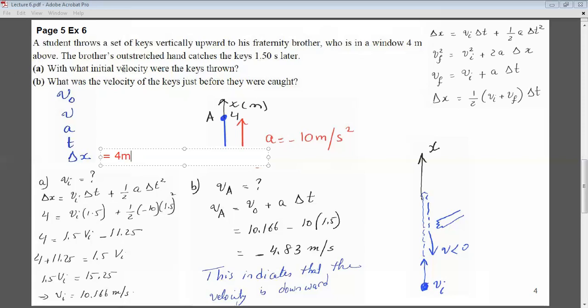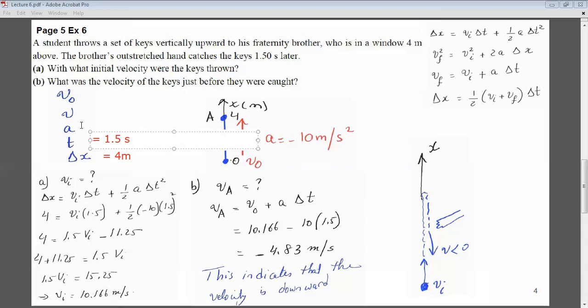So he throws the keys upward. The brother outstretches his hand and catches the keys 1.5 seconds later. So what is this 1.5 seconds later? This is delta t. What else do I have here? Do I have the initial velocity? No. Do I have the final velocity? No, they did not say that it went to the maximum position. They just said he caught it at 4 meters, but there is no clue that he caught it when it reached the maximum position. So we don't know anything about the v final.